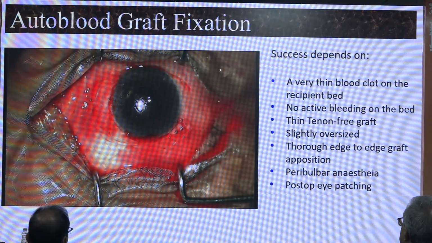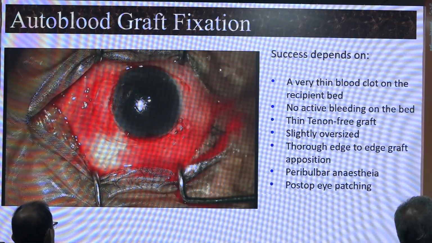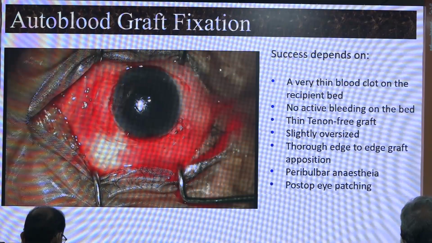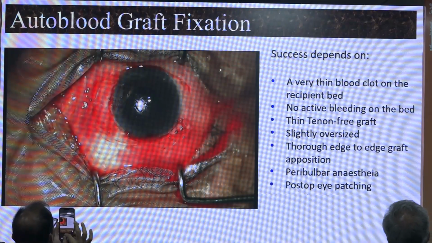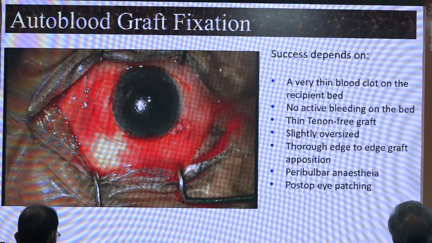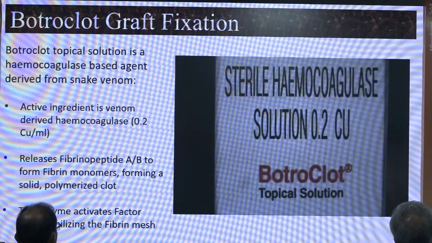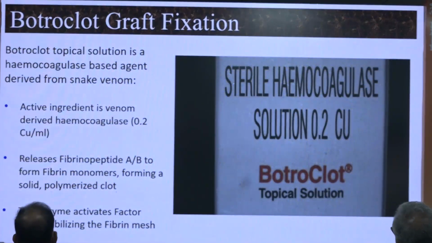I am using this technique since 2010, and since 2010 I have stopped applying any sutures, because it has also been shown that sutures induce more inflammation and a higher recurrence rate. So either tissue glue, fibrin glue, or autoblood. And very recently I have started using this Botroclot.